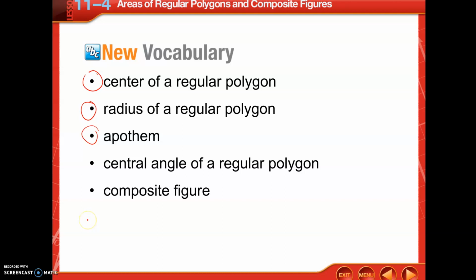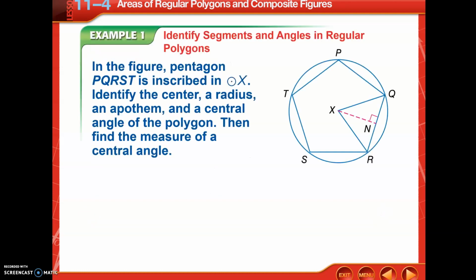And then a composite figure has two or more shapes. It's composed of many different shapes. So in the figure, pentagon PQRST is inscribed in circle X. So we have this pentagon, and we're going to identify the center, a radius, apothem, and a central angle of the polygon, and then find the measure of the central angle.